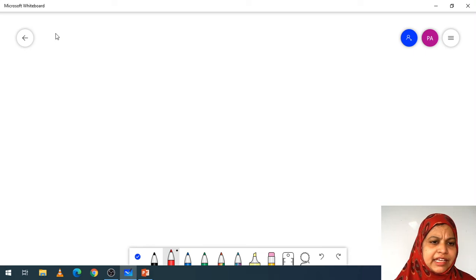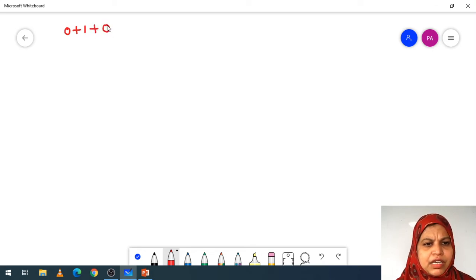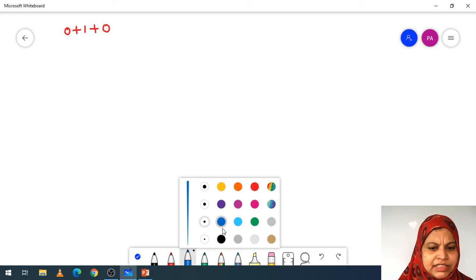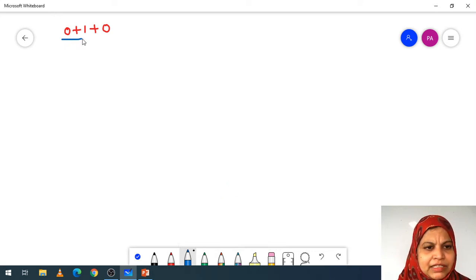Construct an NFA for the given expression, that is 0 plus 1 plus 0. So, we have to divide the expression into single symbols, for example, a single input symbol. Here I am going to divide my string into two parts. This is A and this is B.